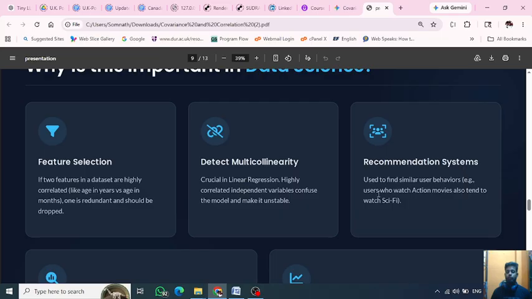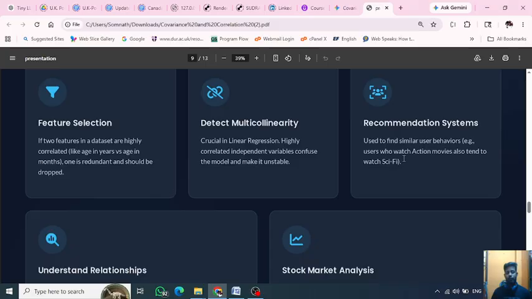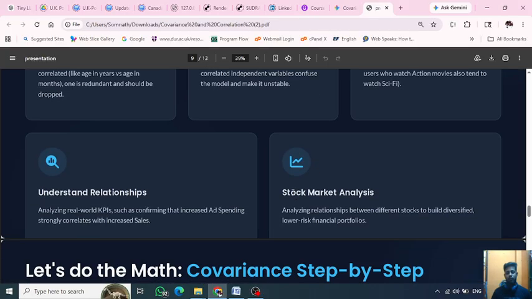Recommendation systems are used to find similar user behavior. For example, users who watch action movies also tend to watch science fiction. Understanding relationships, definitely. Stock market analysis, I will explain in detail later as well. So for now, just know the features. Okay.